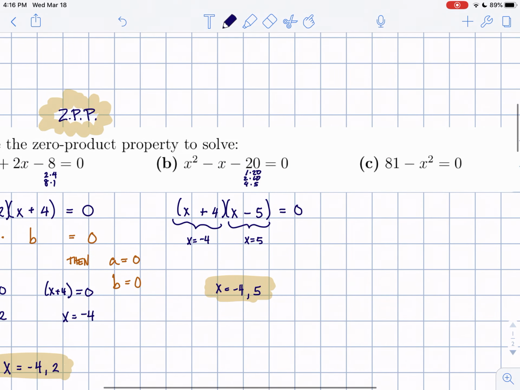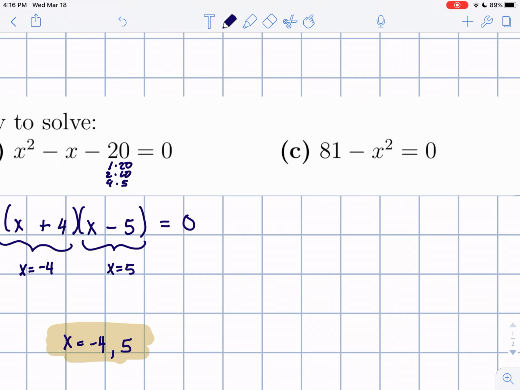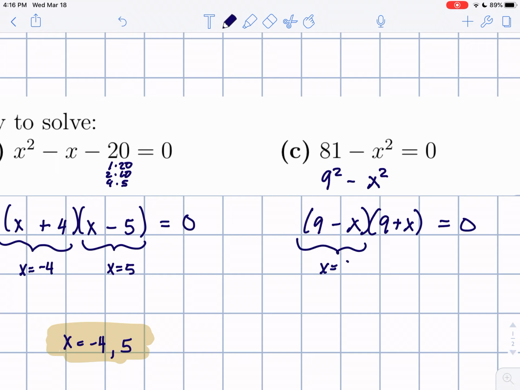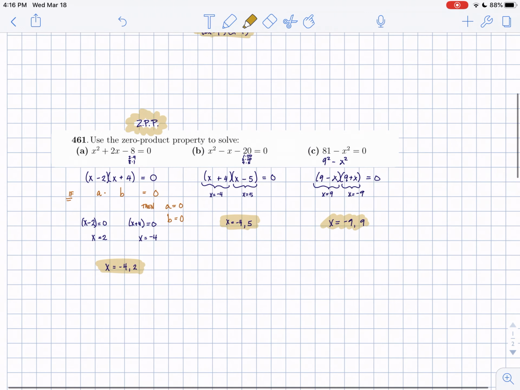And for part C, I get to notice the difference of squares pattern again. So I know that that's 9 squared minus x squared. I know that has to be 9 minus x times 9 plus x. And the x value that would send this term to 0 is 9. The x value that would send this term to 0 is negative 9. So the answer to part C, what is the x value that would send 81 minus x squared to 0, would be either negative 9 or positive 9. I hope this review's been helpful.